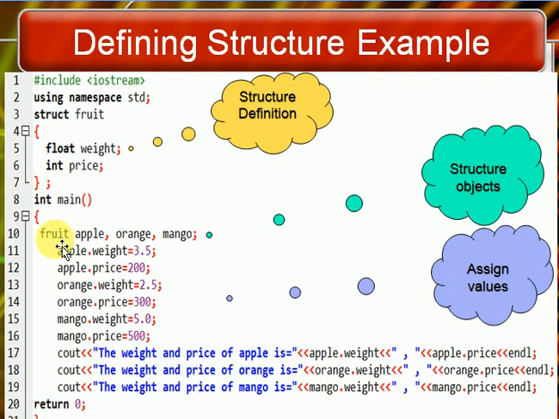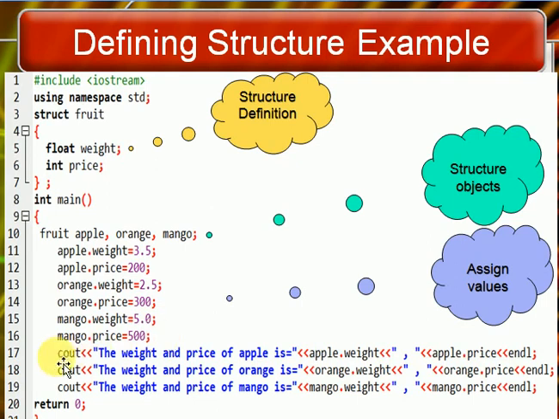Now we access members of the structure by using the object, that is apple.weight. Apple.weight is 3.5. Apple.price is 200. That is the first object. Now for the second object, orange.weight is 2.5 and orange.price is 300. Now for the third object, mango.weight is 5.0 and mango.price is 500. So that is structure member initialization using objects.